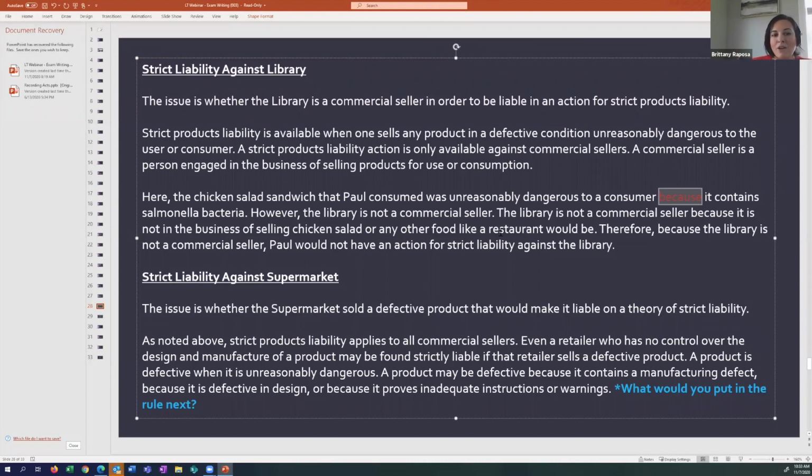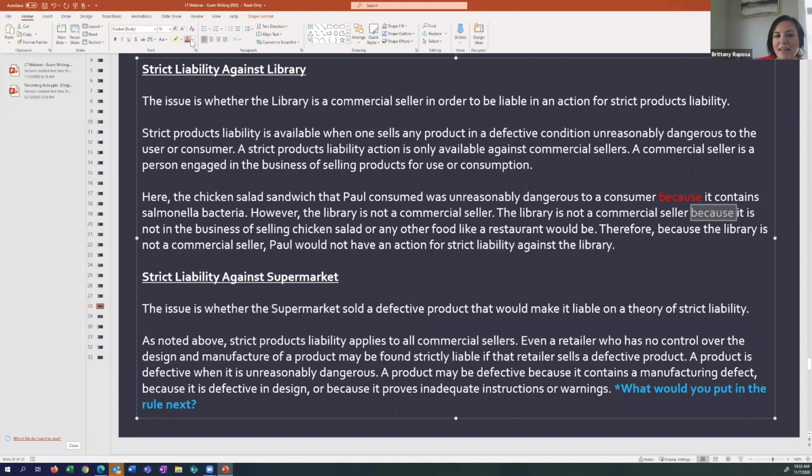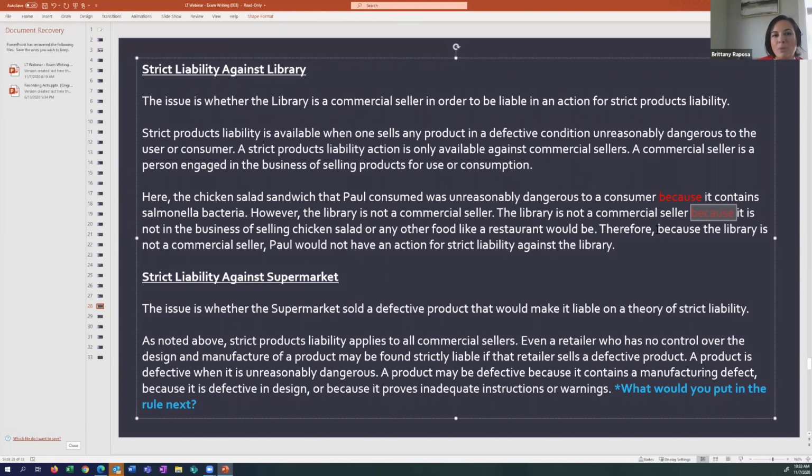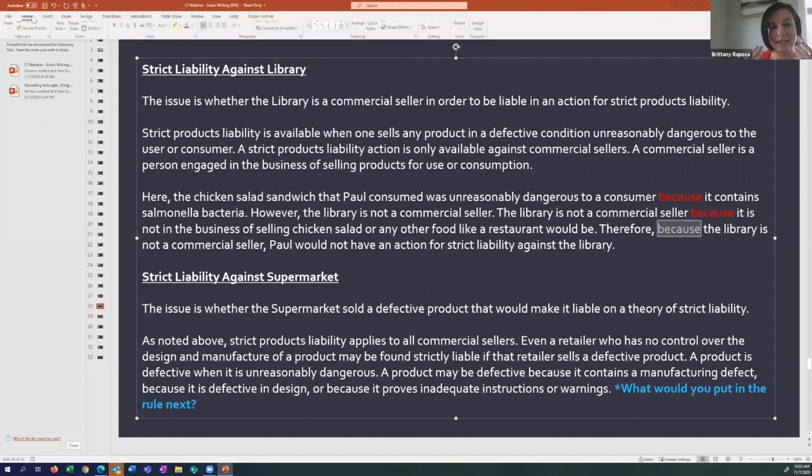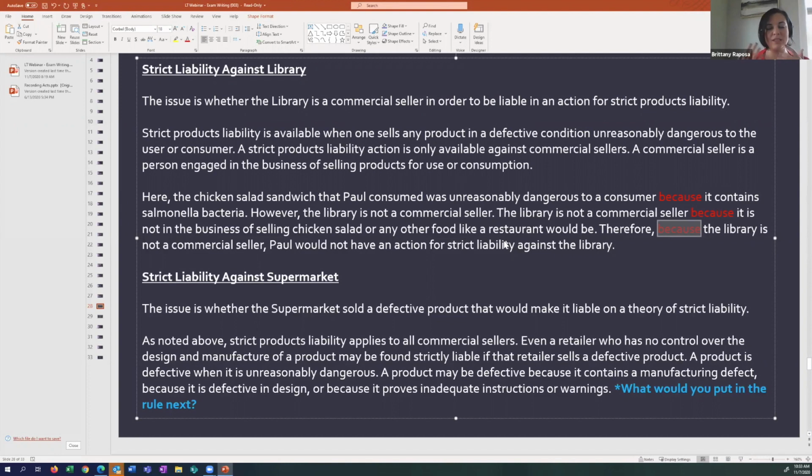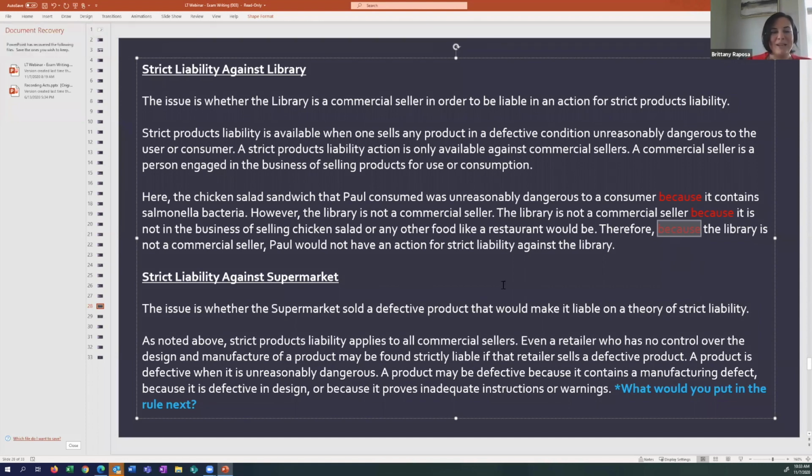However, the library is not a commercial seller. The library is not a commercial seller because it is not in the business of selling chicken salad or any other food like a restaurant would be, right? So, why is it important that we're dealing with a library in the first place in the fact pattern? It's because it demonstrates that they're not a commercial seller and therefore they're not going to be liable in strict liability. So, notice all the because statements, notice all of the interweaving of law and fact. It's a really strong analysis.